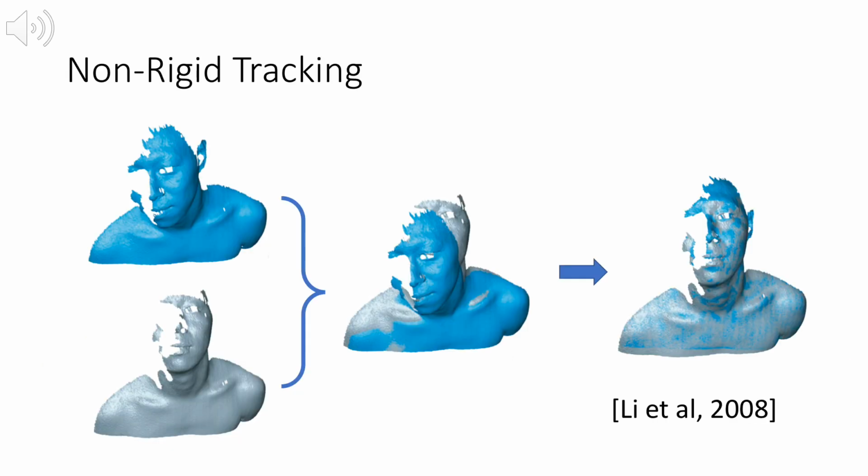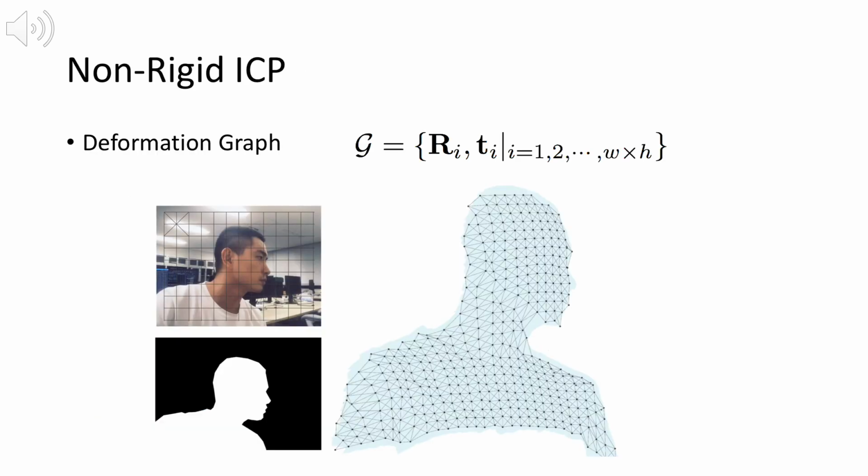This work focuses on the inter-frame non-rigid tracking task, to find the non-rigid motions between two partial scans from a commodity RGBD camera. Non-rigid ICP is a widely used method to solve this problem. It approximates the non-rigid surface motions by a deformable model called deformation graph.